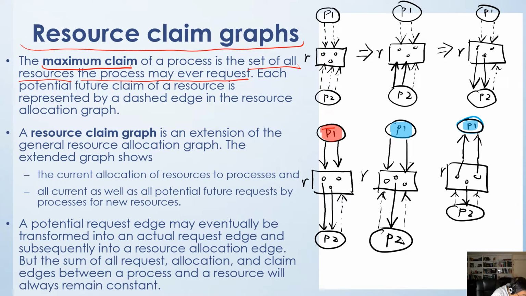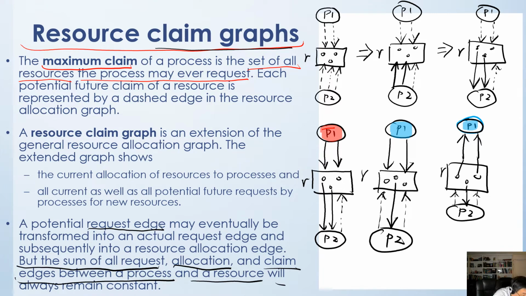Okay. So the claim graph. Now what's the difference between the allocation and claim? So the potential request edge, that's a claim edge, may eventually be transferred into the actual request edge and subsequently into a resource allocation edge. But no matter what happens, the sum of all request, allocation, and claim edges between a process and the resource will always remain constant.